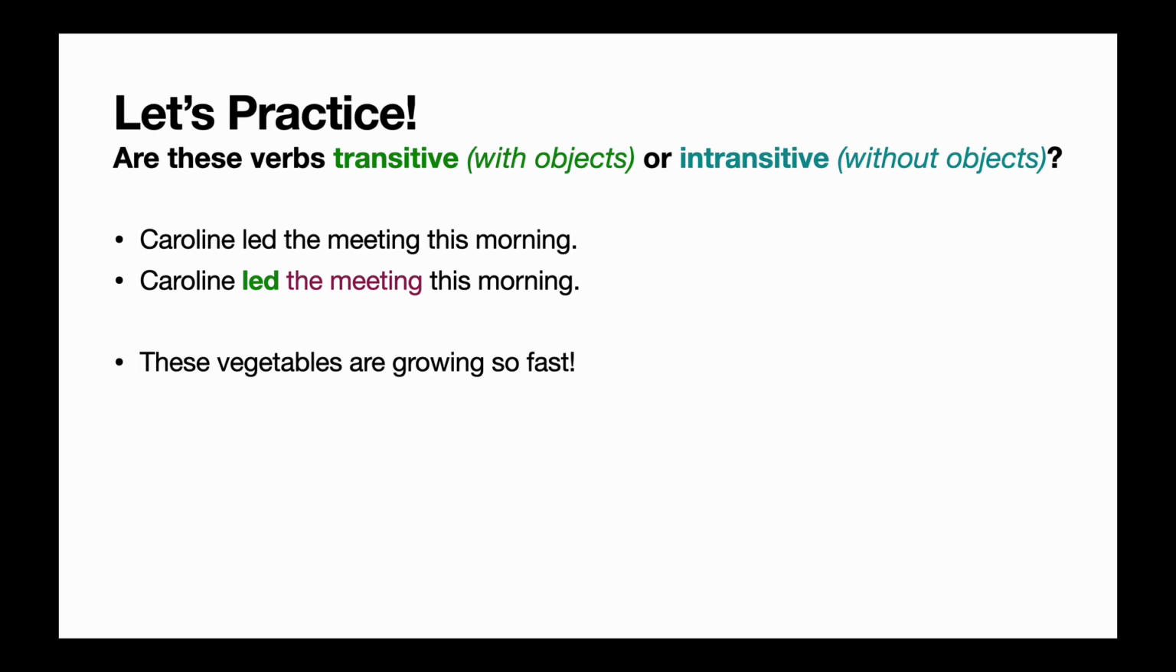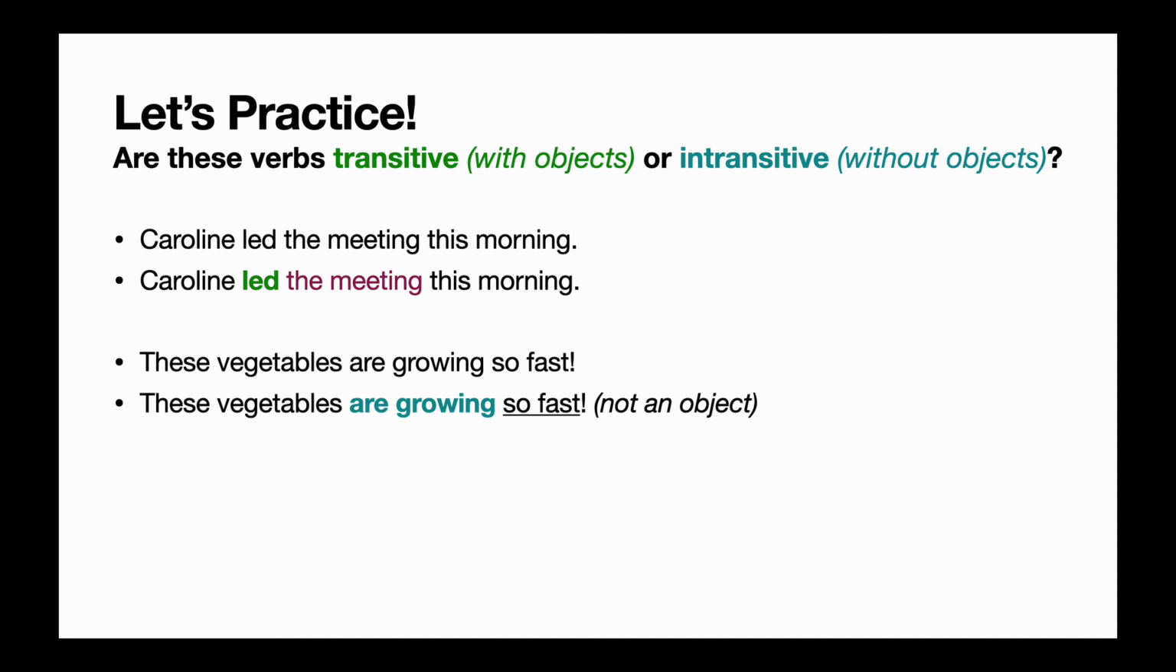Here's another sentence. These vegetables are growing so fast. So first, identify the verb. Here the verb has a helping verb. The verb is are growing. And what do we see after growing, the verb? We see so fast. Is this an object? Nope. So this is not a transitive verb. It's intransitive.